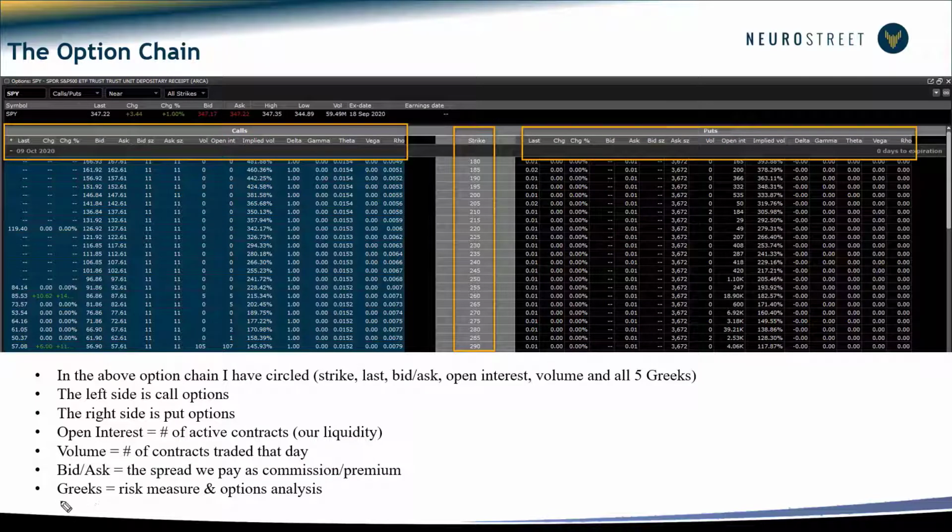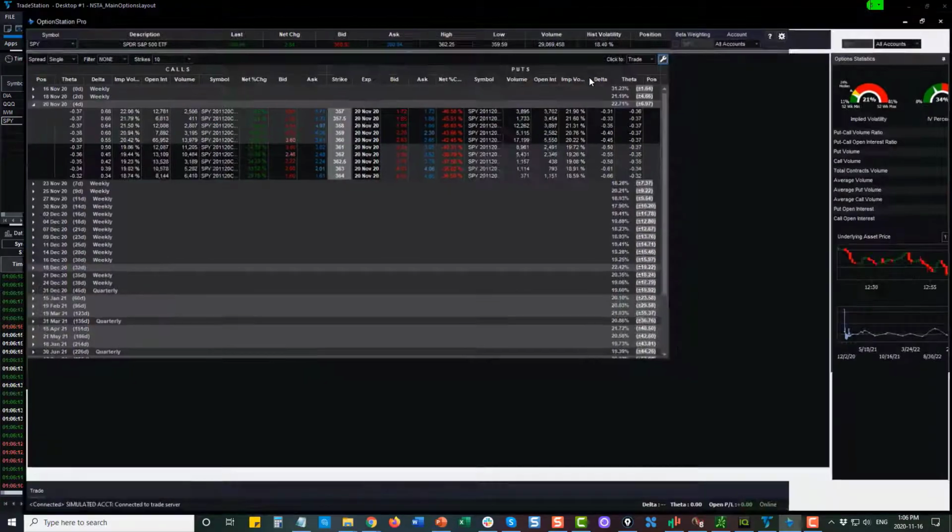And then the Greeks are a risk measure of the options analysis. We talked about the two most important ones being delta and theta. Okay. And then I also want you to make sure you have implied volatility in there so that you can measure the implied volatility relative to historical volatility. Okay. So a couple things here. Let's go into the option chain.